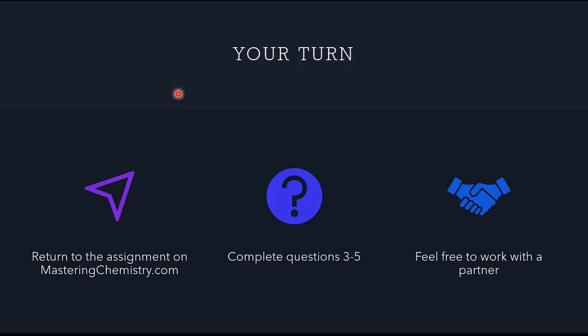All right, your turn. So go ahead and go back to chapter 4 on Mastering Chemistry. And now let's answer questions 3 through 5 on naming and identifying the charge states of different transition metals in ionic formulas. All right, pause, and then when you're ready, come back.